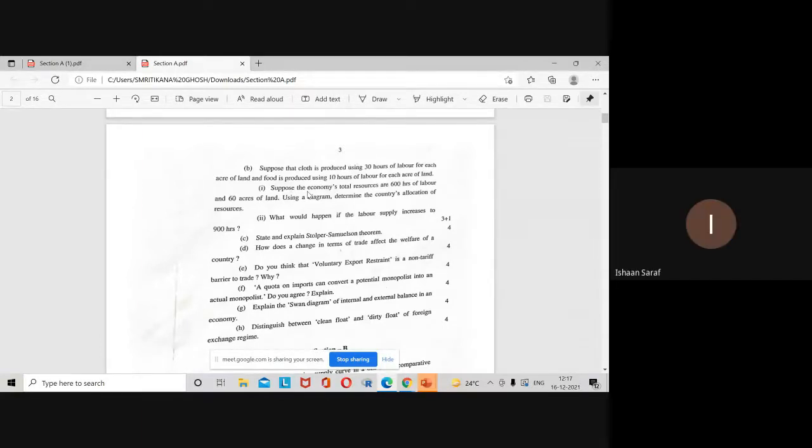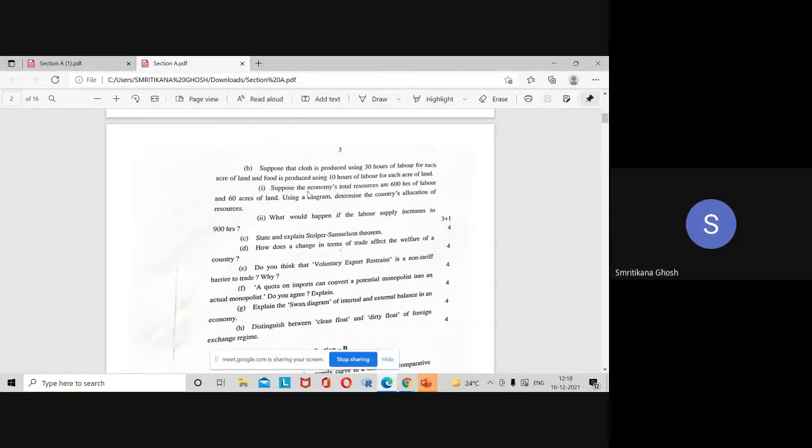And will it be a straight line or a concave curve? Straight line, definitely a straight line, because the unit labor requirements are constant, either 30 or 10. Okay, ma'am. So just draw the downward sloping straight line PPF given all that information. Okay, the 3 marks question.